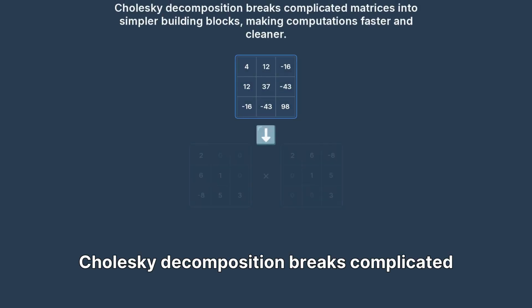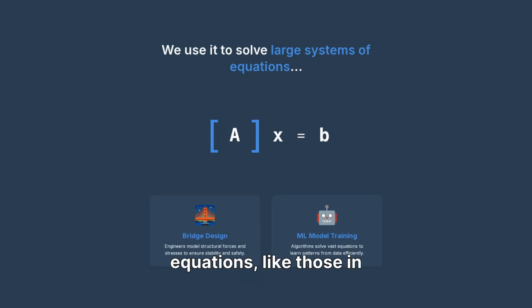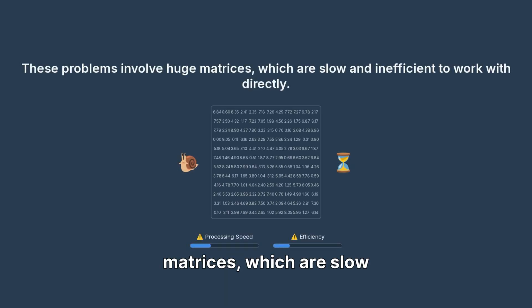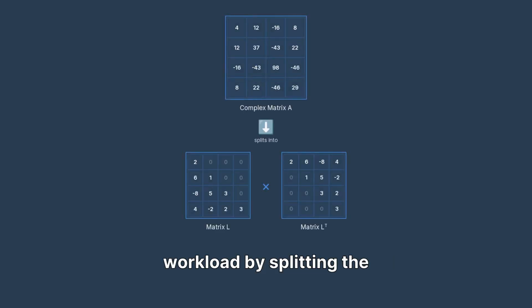Cholesky decomposition breaks complicated matrices into simpler building blocks, making computations faster and cleaner, especially for computers. We use it to solve large systems of equations, like those in bridge design or machine learning model training. These problems involve huge matrices, which are slow and inefficient to work with directly. Cholesky decomposition reduces the workload by splitting the matrix into two simpler, easier-to-handle matrices.